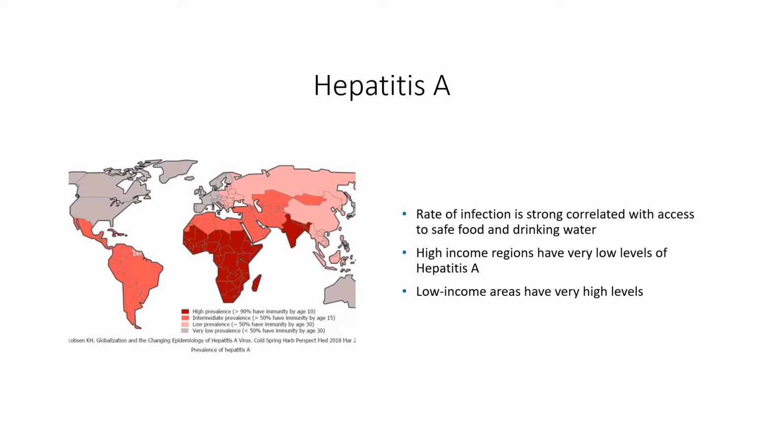The rate of infection of hepatitis A is very strongly correlated with the access to safe food and drinking water. And as you can see in this photo, high-income regions have very low levels of hepatitis A, while the low-income areas have very high levels. In fact, in the low-income areas, more than 90% of the population is affected with hepatitis A, while in high-income areas, less than 50% of the population is affected with hepatitis A.